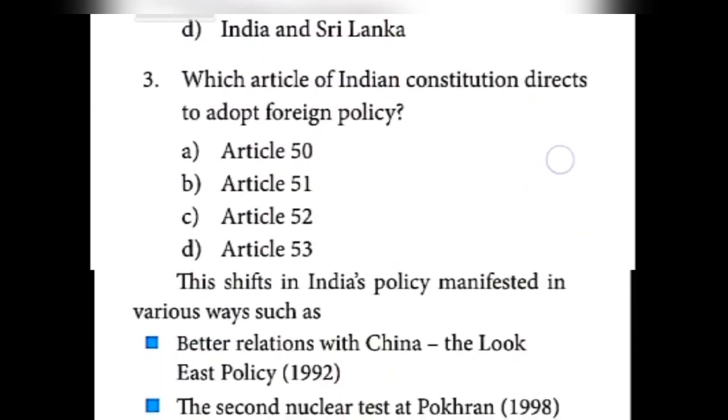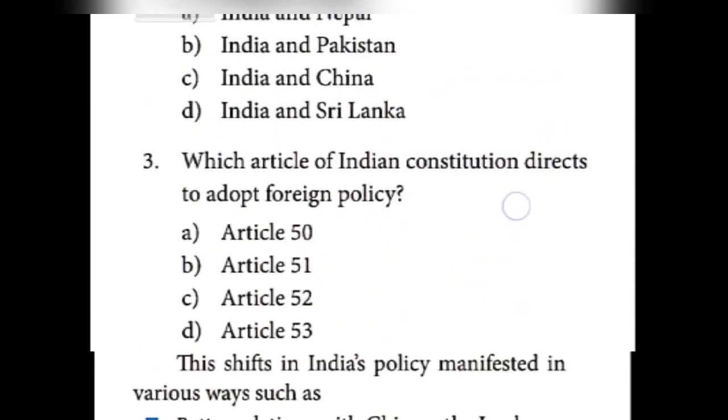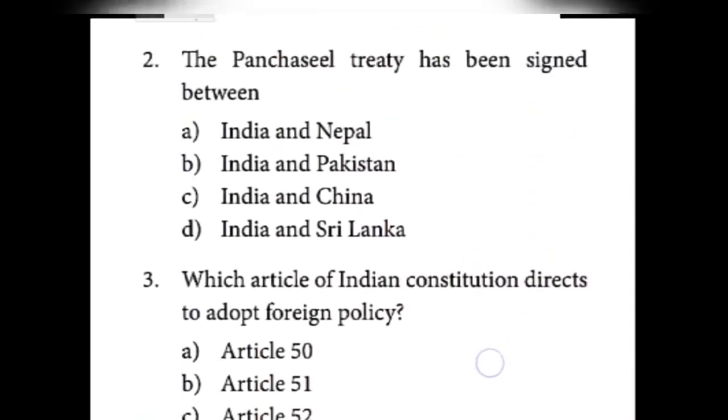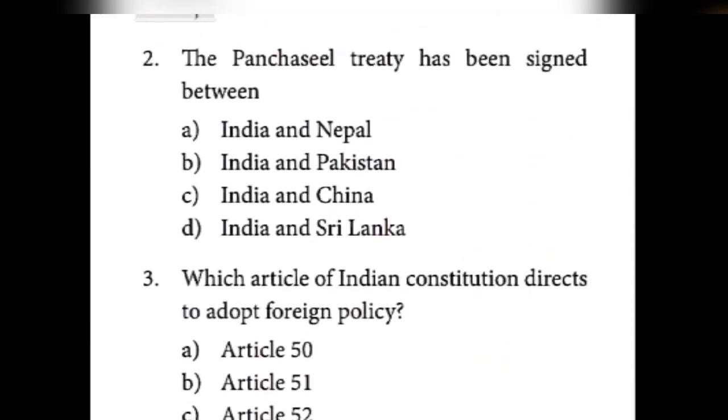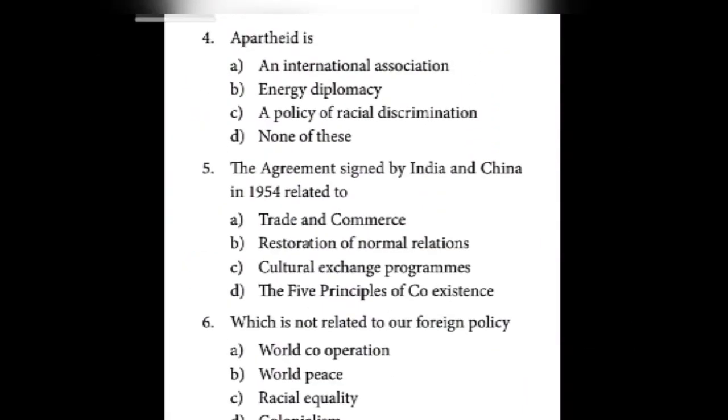Then the third question, I also taught this. Which article of the Indian Constitution directs to adopt the foreign policy? Which one? Article 51. So, B option. Yes, Article 51. The next, fourth question.